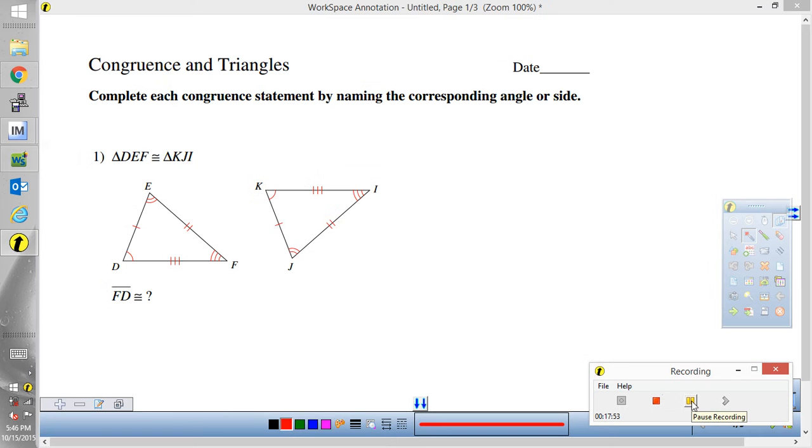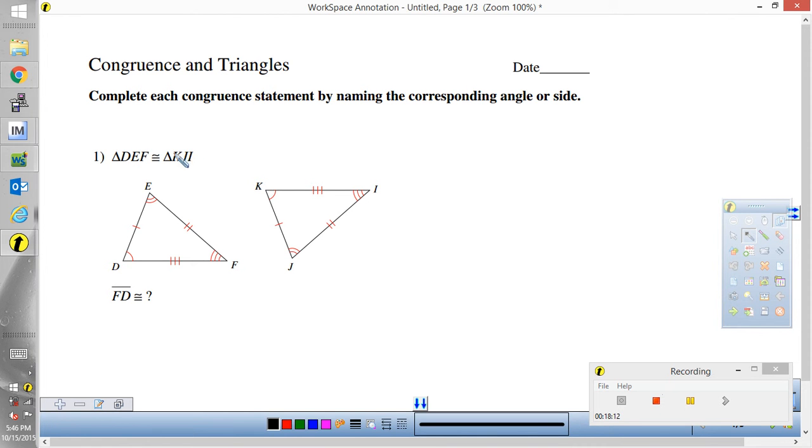Okay, at this point you guys should have the worksheet. What I'm going to do is go over one problem from each section of the worksheet to make sure that you understand how to do it. On the first one, it says complete each congruent statement by naming the corresponding angle or side. There are several different ways that you can do this. It says segment FD is congruent to what? So one way of doing this is to look at the letters and what they correspond to. FD is going to correspond to IK.